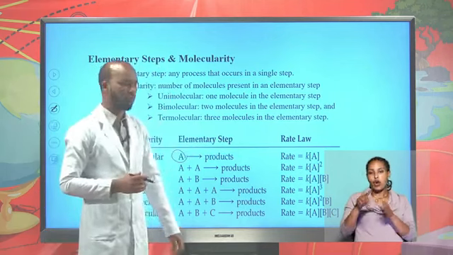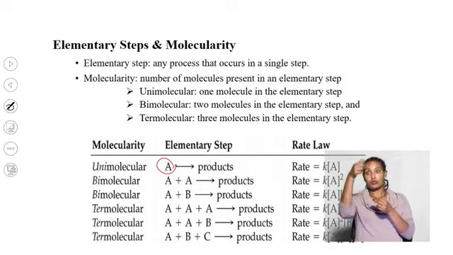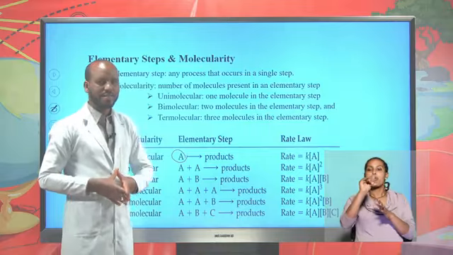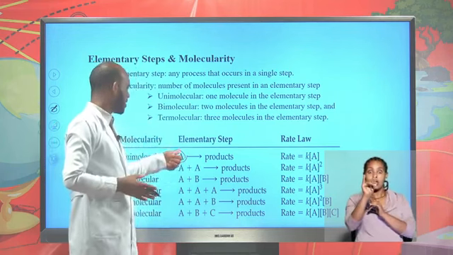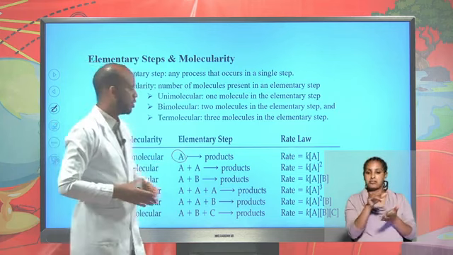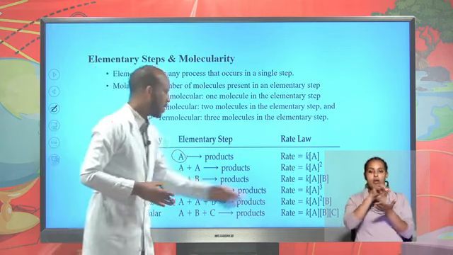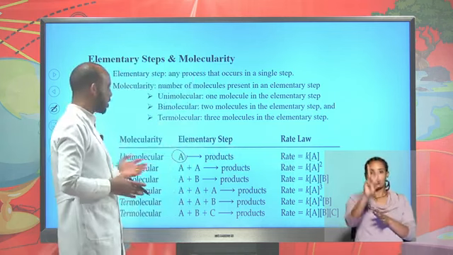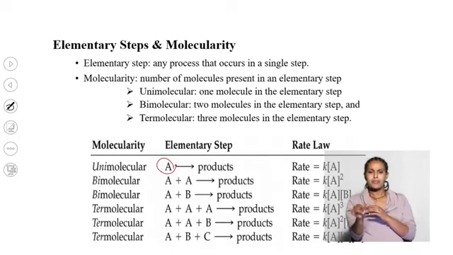Rate law for unimolecular: rate equals k times the concentration of A. Therefore, the overall order for a unimolecular reaction is the same as the molecularity of the reaction. Unimolecular has one reacting species, so its order is 1. For bimolecular, the overall order is 2. For termolecular, the overall order is 3, the same as the molecularity of the elementary reaction.